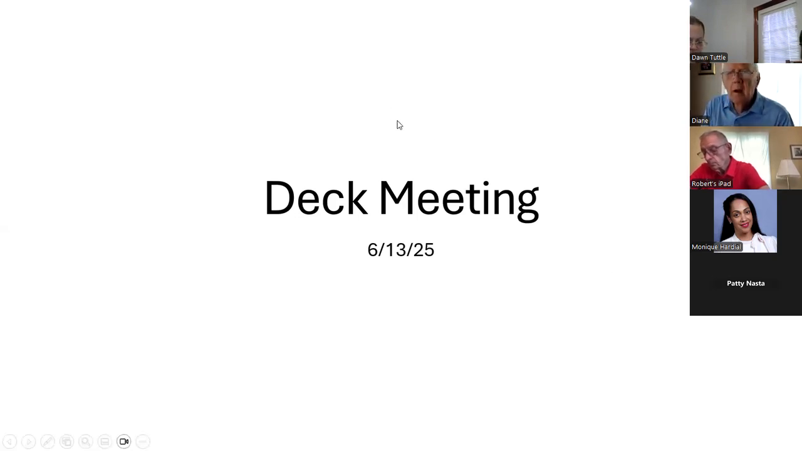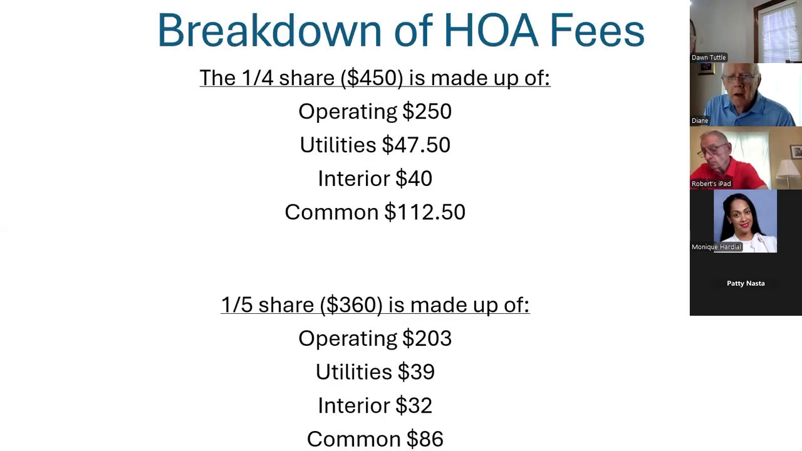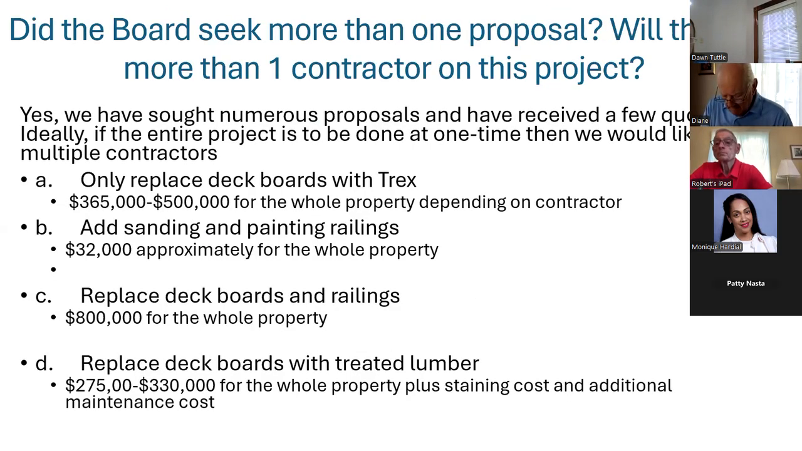Hopefully everybody can see my screen. The first part is just a breakdown of how your HOAs are allocated. Part of it goes into the operating account, part of it goes for utilities, your interior accounts, and the common reserve. This is on the website too, showing how your monthly HOAs are broken down.